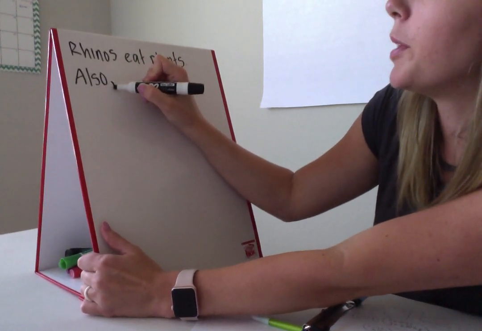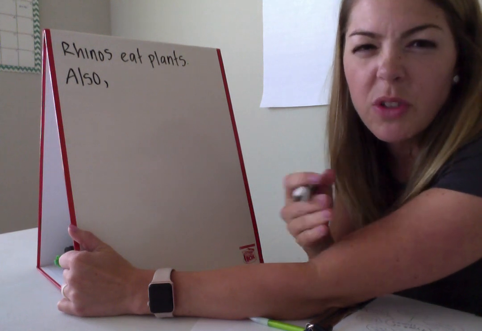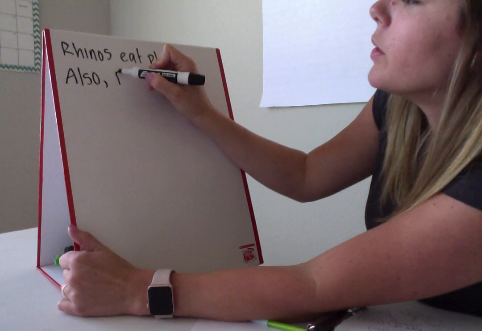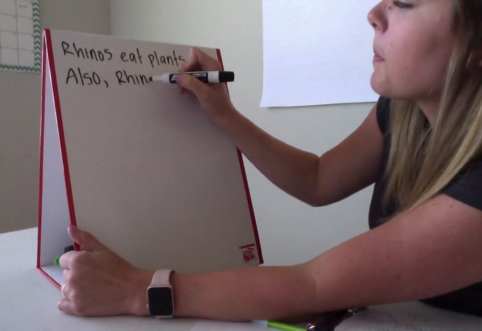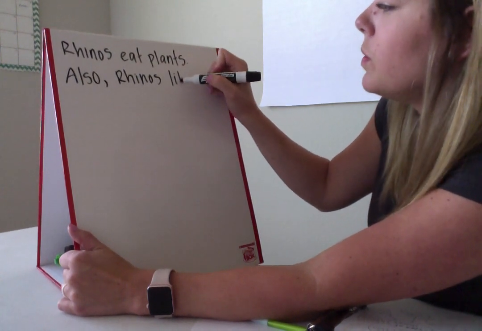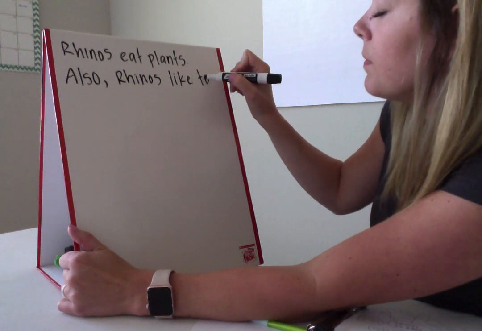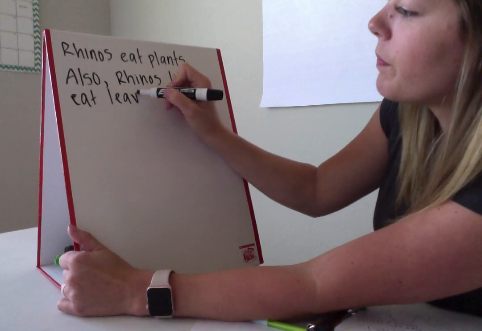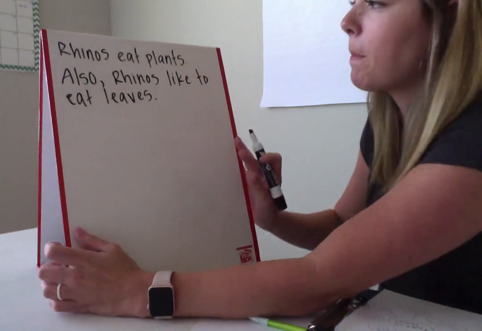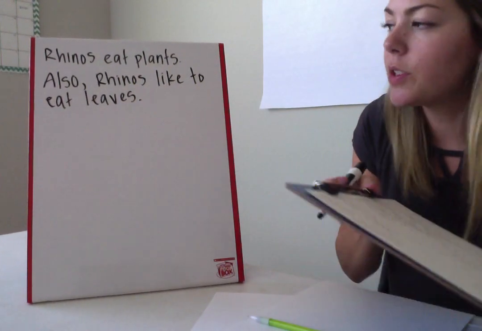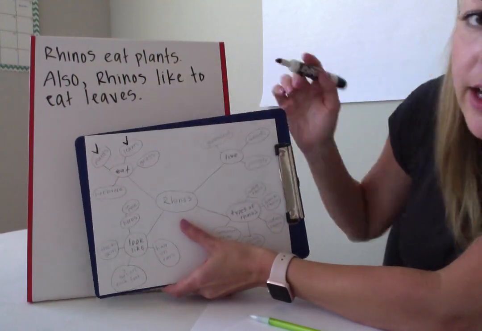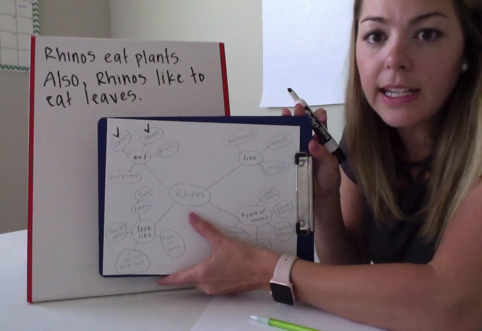Also, I'm going to put a comma because when you're saying that word, your voice will pause. Also, rhinos like to eat leaves. Okay, so I switched it up just a little bit. So I'm going to go back to my web here. I'm going to go where I said leaves, and I'm going to check that idea off. I'm done with writing about leaves now.